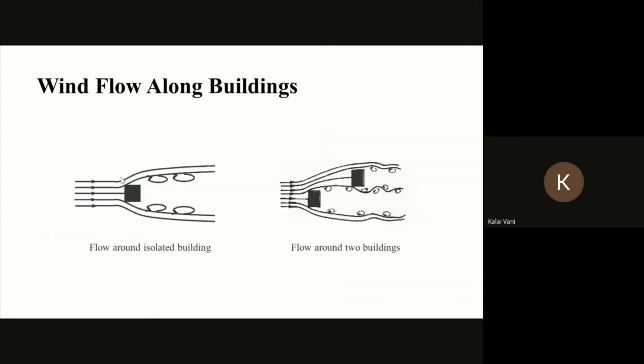So here you can see how the wind is flowing along your building. This dark black square, imagine that is your building. Here is the flow around an isolated building. Isolated means only a single building is there, and no other buildings are nearby.